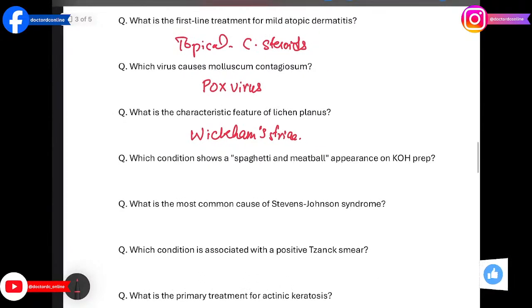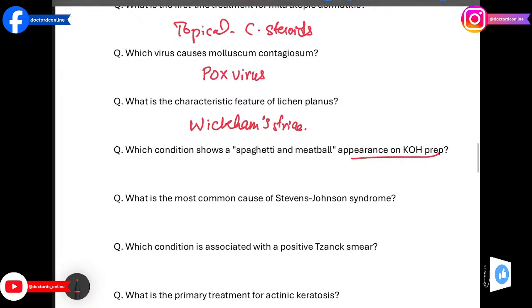Which condition shows a spaghetti and meatball appearance on KOH prep? Tinea versicolor. Malassezia hyphae and spores are seen under microscopy.